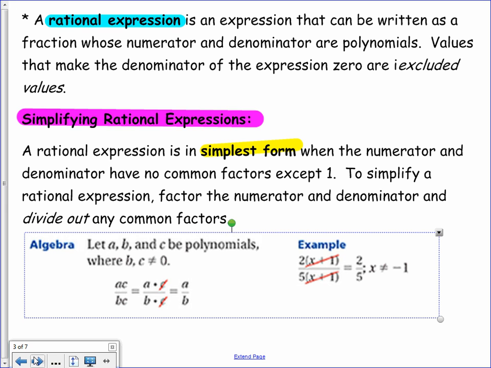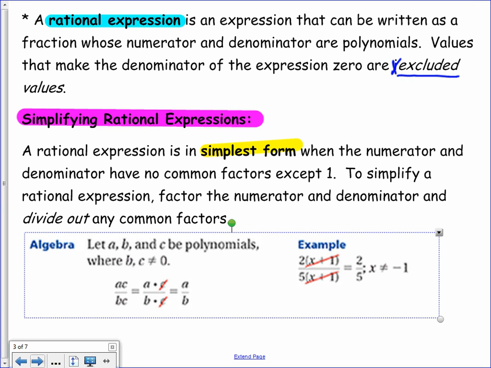Okay. Now, a rational expression is an expression that can be written as a fraction whose numerator and denominator are polynomials. Okay. Values that make the denominator of the expression 0 are excluded values. That shouldn't have an I in it, sorry about that. Just simply excluded values. Okay, we'll X out that I.